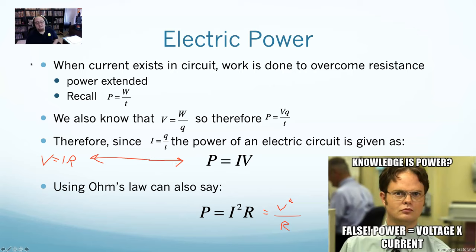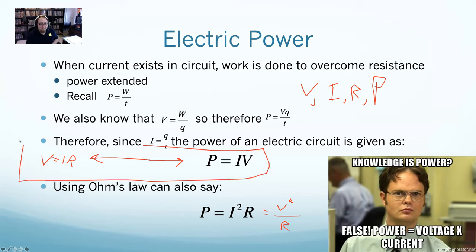In fact, for any circuit with a resistor, you're going to have voltage, current, resistance, and power. If you know any two of these, you can solve for the remaining two, because you can put these two equations together in 12 different ways.